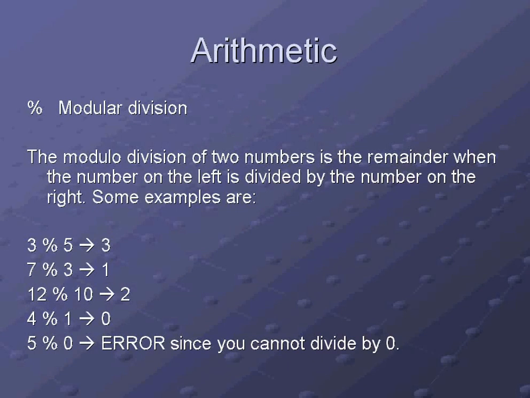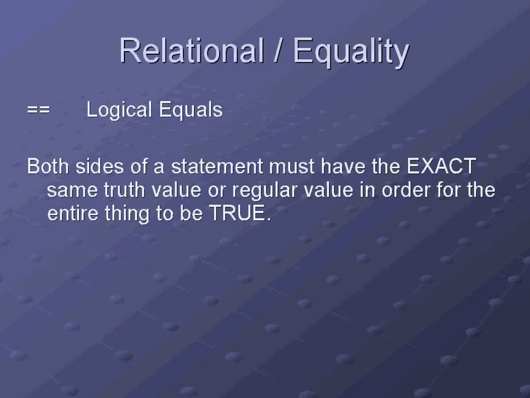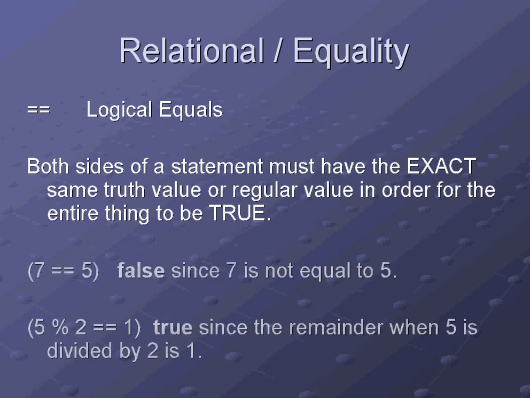And now we have some relational or equality operators. To see if two things are equal, both sides of a statement have to have the exact same truth value. So for example, 7 equals 5 is false. It will evaluate to false, since 7 is not equal to 5. And for example, 5 mod 2 equals 1 is true, since the remainder when 5 is divided by 2 is 1.